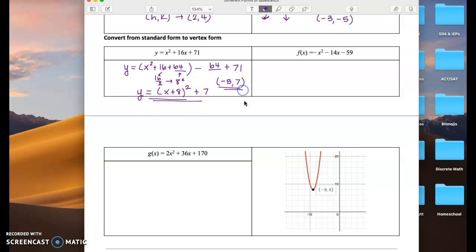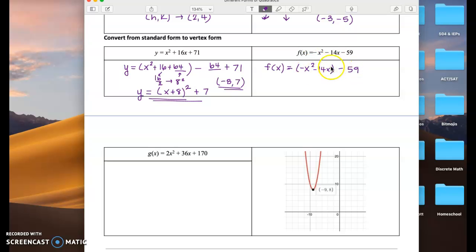This would be the vertex that I can find easily in that equation. The second one has something a little different. I still have a coefficient of 1, but I have a negative sign out in the front. And so when we simplify one like this, we're going to group together the negative x squared and the negative 14x, and I'm going to leave the negative 59 out here.